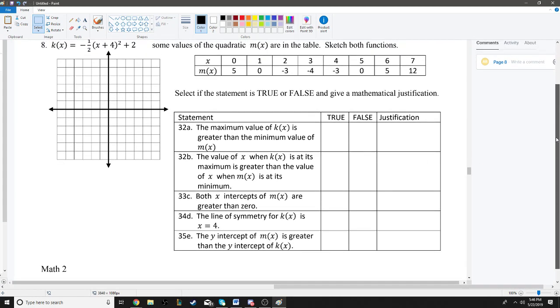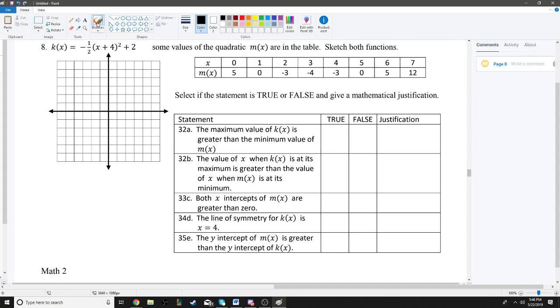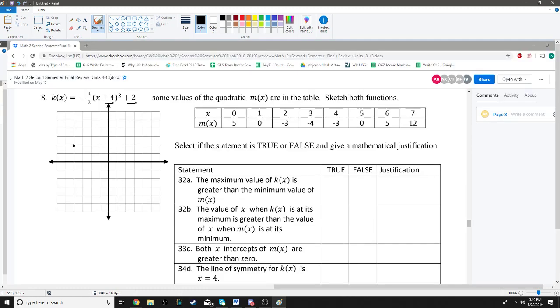Next problem. Okay. So it might help if we sketch the functions. So start off with the vertex. That's (-4, 2). And it's negative, which means it's going to go downwards. So I'm just sketching this. I should probably do a table of values with it. Kind of don't want to, though, and I'm sorry. So it looks something like this.